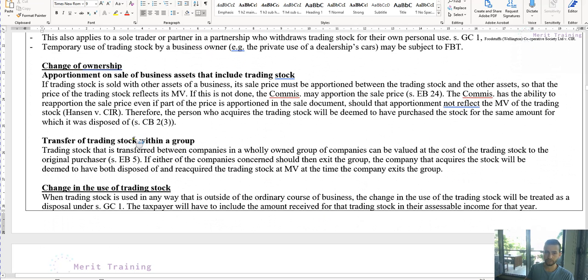Also, transfer of trading stock within a group. So if you have two companies within a wholly owned group, and that's something else that we'll talk about a little bit later, it can be valued at the cost of the trading stock to the original purchaser. If either of the companies concerned should then exit the group, the company that acquired the stock will be deemed to have both disposed of and reacquired the trading stock at market value at the time the company exits the group.